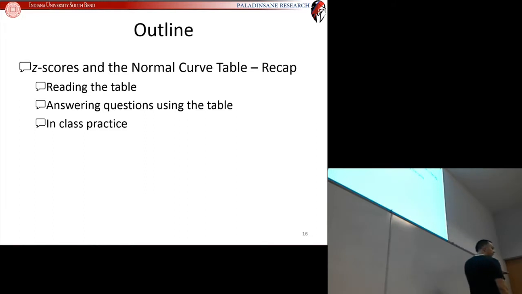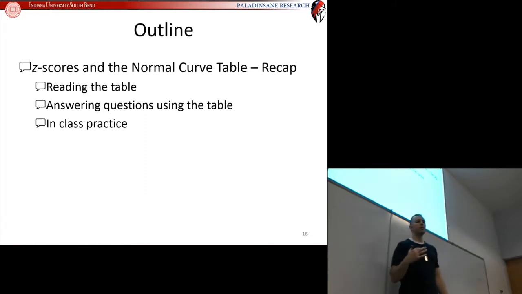So just a really brief recap of z-scores and the normal curve table, how to read it, how to answer questions with the table, and then we're going to dedicate some time. It's been a while since we've had in-class practice. We're going to dedicate some time to actually doing work on an Excel sheet to make sure that we know how to do this, know how to read the table, know how to go from a score to a percentage, from a percentage back to a score.